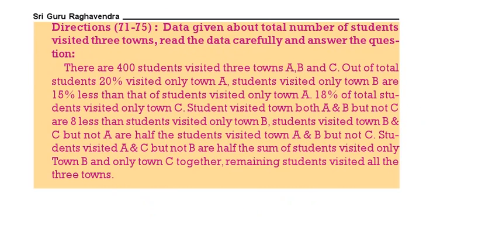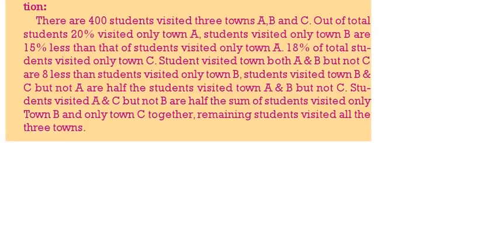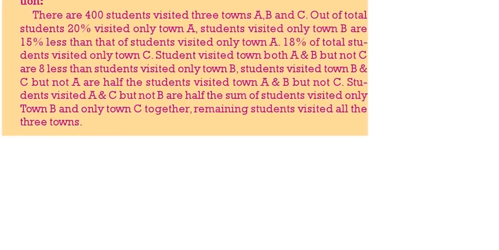Next, this is data analysis. There are 400 students who visited 3 towns ABC. Out of the total students, 20% visited A. Students visited only B are 15% less than only A. 18% of the students visited town C. Students visited both A and B but not C is 8 less than the number of students visited town B.